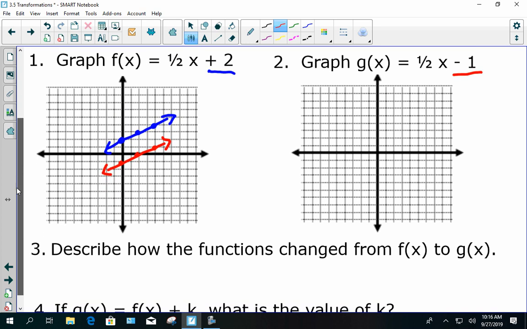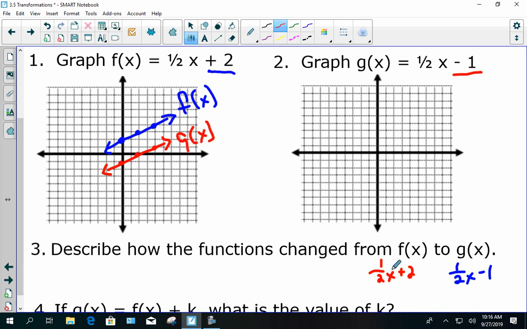Now, when I see f of x, I can't keep it straight. Which one is f of x? So this is what I do. Whenever I see f of x, I write 1/2 x plus 2. G of x is 1/2 x minus 1. So the slopes are the same, right? The only thing that changed is the y-intercept. Which one is f of x? F of x is the blue one. So you want to label this. This one is f of x. This one is g of x.